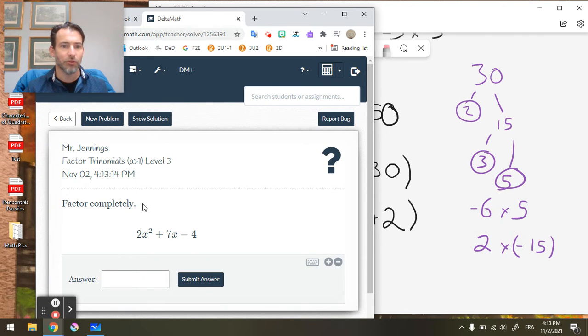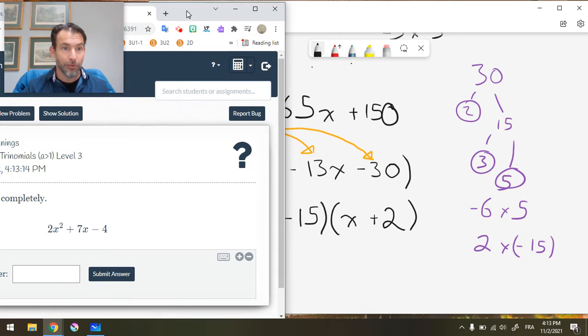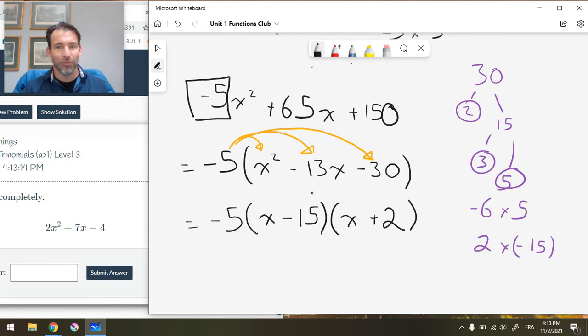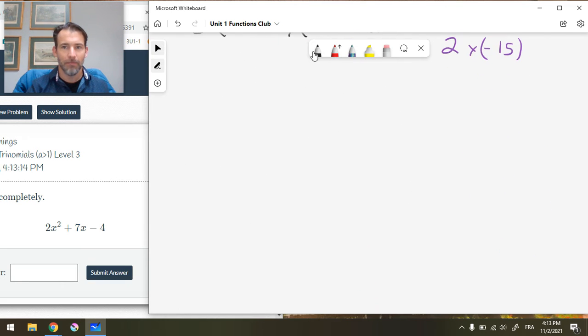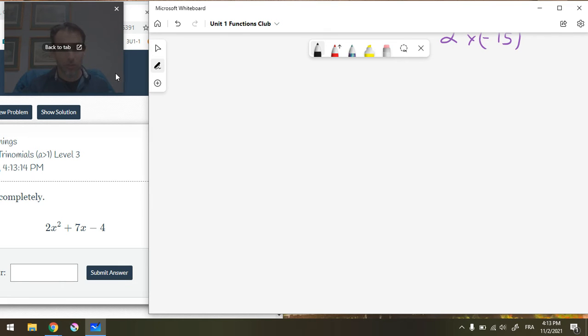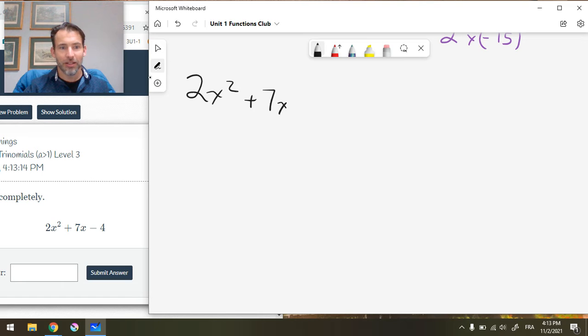So now let's take a look at some more skills. Factoring trinomials where a is greater than 1. These are more challenging. And I recommend the quadratic formula, because everyone needs more practice with the quadratic formula. So let's go. Quadratic formula. So 2x squared plus 7x minus 4. My a is equal to 2, my b is equal to 7, my c is equal to minus 4.